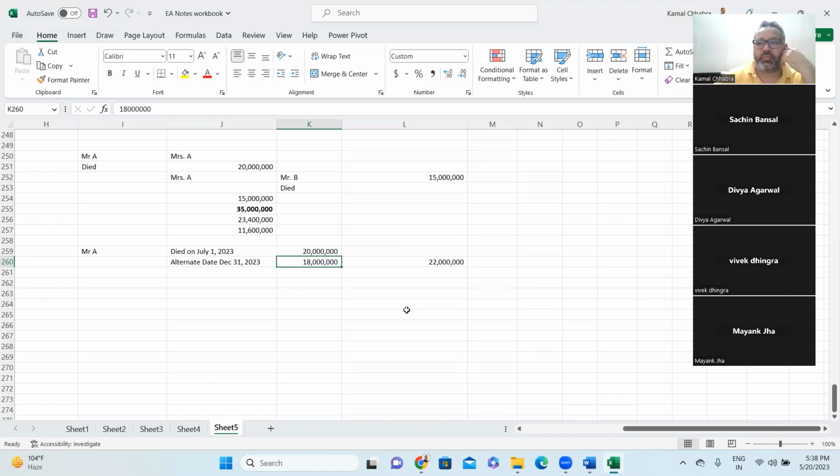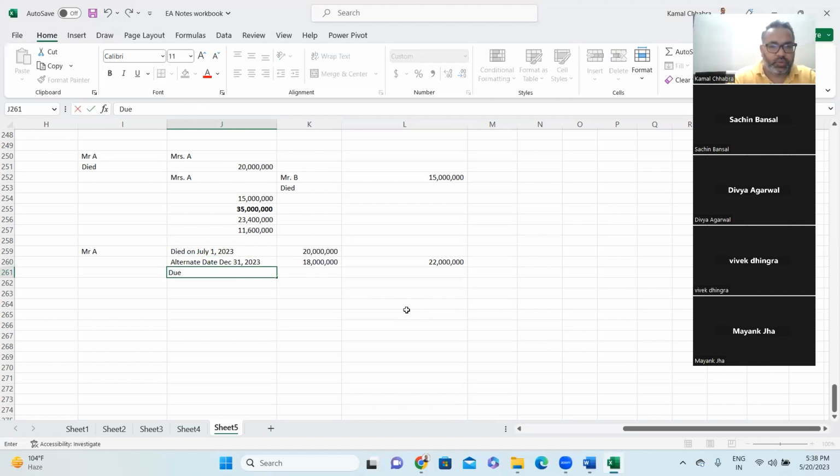Yes. So for example, the date of death is 1st July, right? The alternate date you can take at maximum is 31st December, and the return filing due date will be, what will be, 31st March?